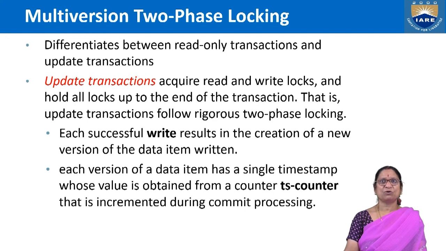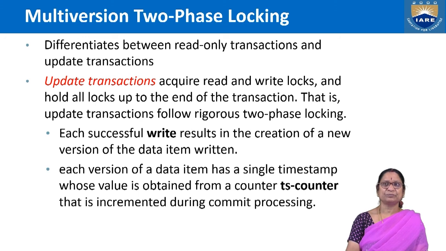Coming to the two-phase locking protocol, there is a differentiation between read-only transactions and update transactions. In case of update transactions, exclusive locks are required, no? So read and write locks are required and all locks are held until the end of the transaction. That is strict, that is, update transactions follow the rigorous two-phase locking protocol. Each successful write results in the creation of a new version of the data item written, and each version of the data item has a single timestamp whose value is obtained from a counter. That's why I told you it's not clock time, it is a timestamp counter, which is incremented during the commit process.